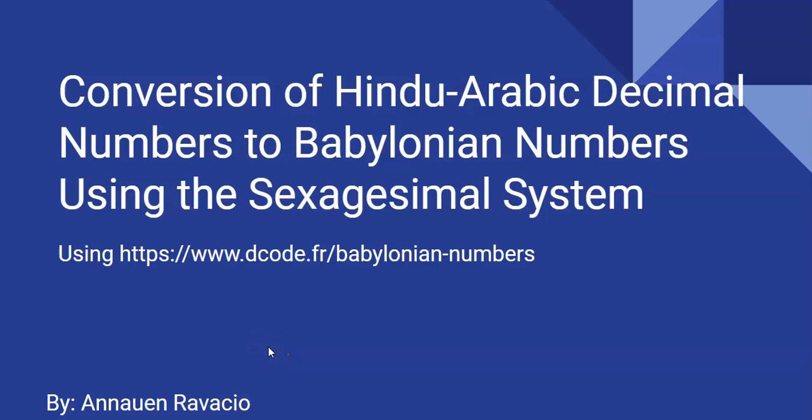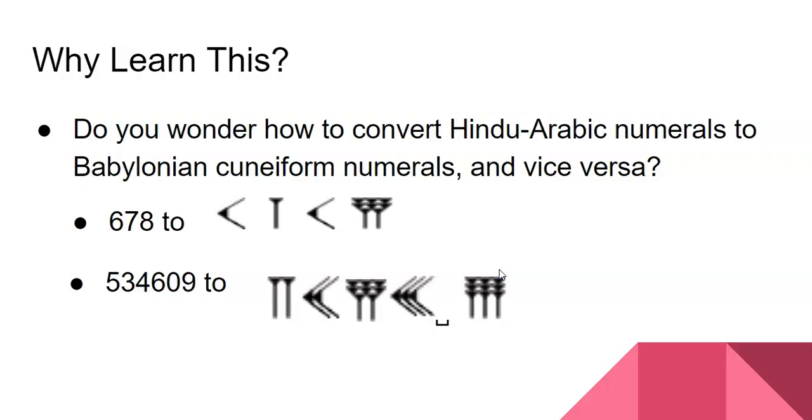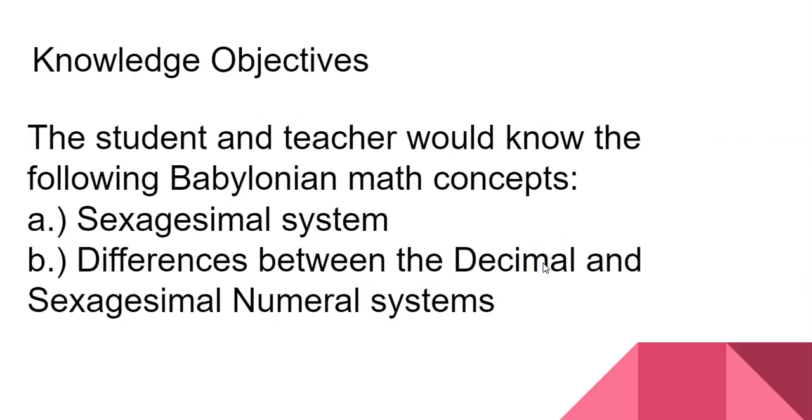Good day everyone, and welcome to this series of video lessons demonstrating the conversion of Hindu-Arabic decimal numbers to the Babylonian cuneiform sexagesimal system. Do you wonder how to convert 678 to these characters and 534,609 to these characters and vice versa? If yes, then please join me in this video series. And please pause this video to read the following objectives.